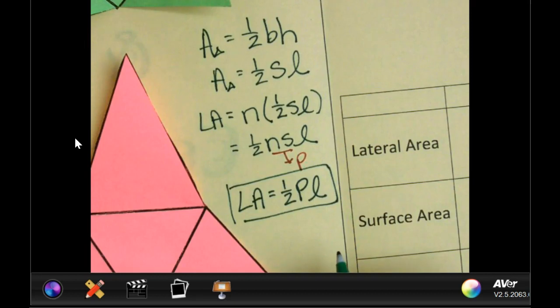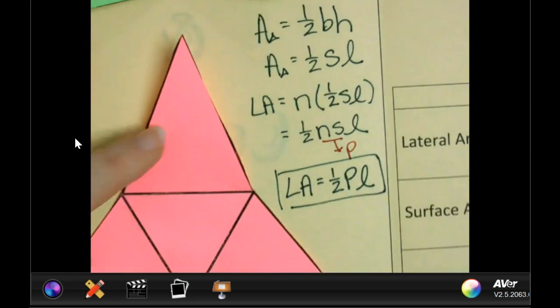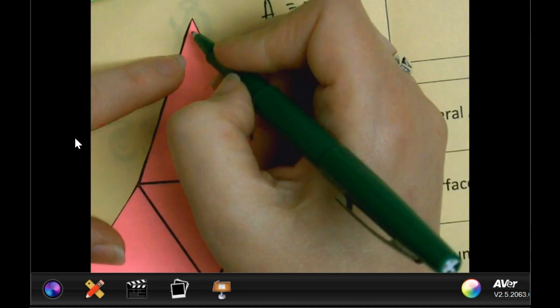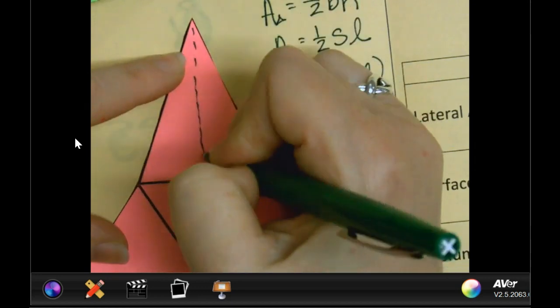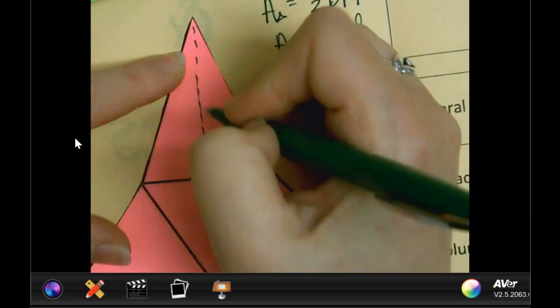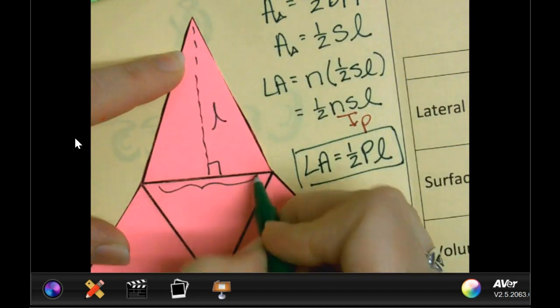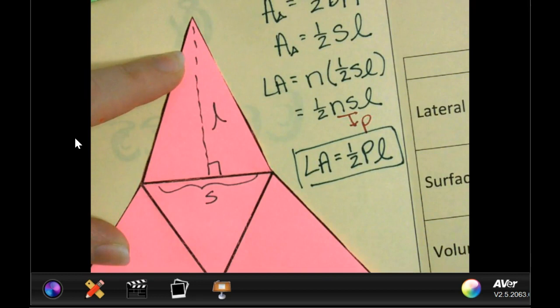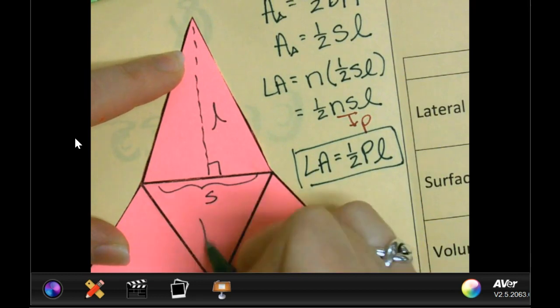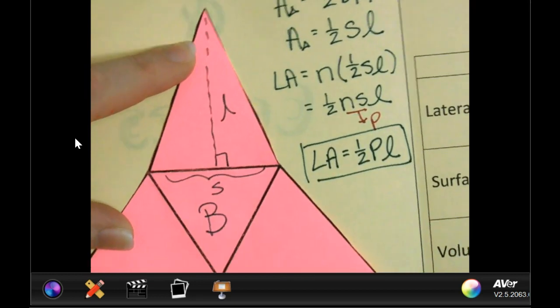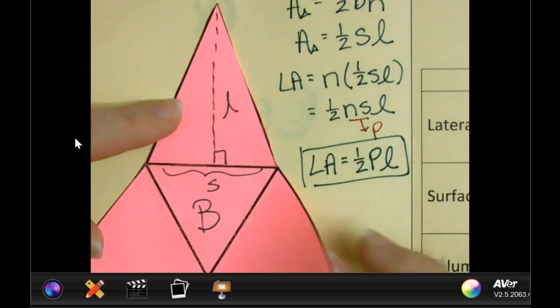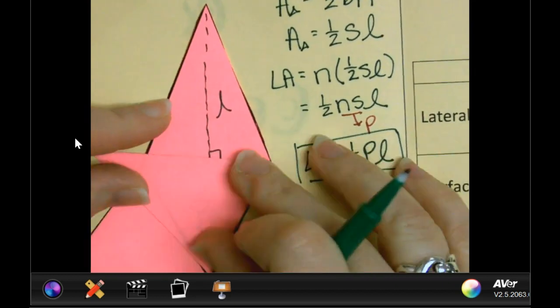Easy enough? All right, so let's label some stuff on our pink one. This is the height of the triangle, which means it is the slant height of the pyramid. This is the side length. This is big B. And then also do the slant height on the outside of one of these.